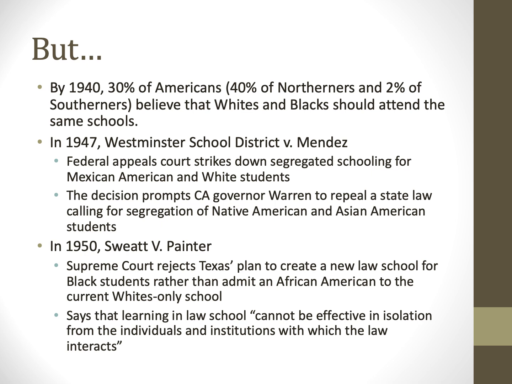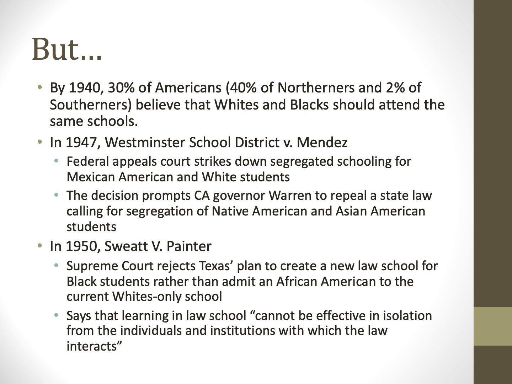And then we started to see shifts in the legal landscape around segregation and schooling, such that, for example, Mexican American and white student segregation was struck down by a federal appeals court in the mid-1940s. And this led the California governor at the time to repeal a California state law which called for the segregation of Native and Asian American students from white students. So the shift begins to move the education dial a little bit.